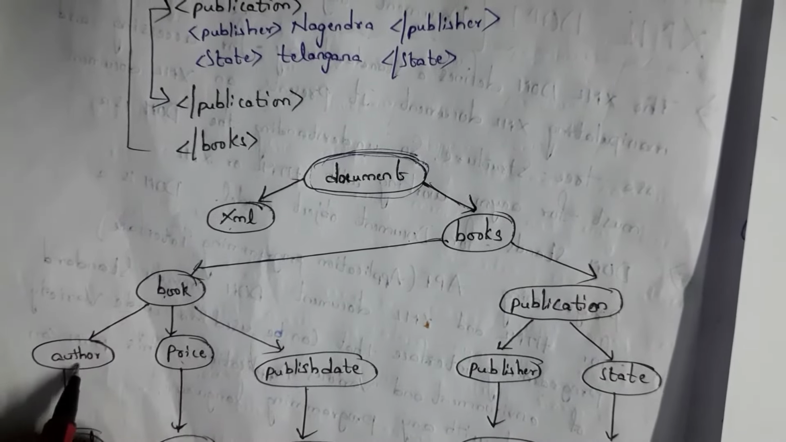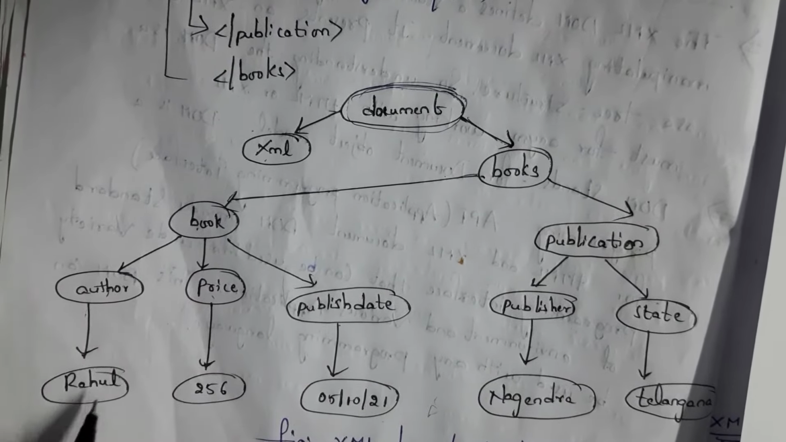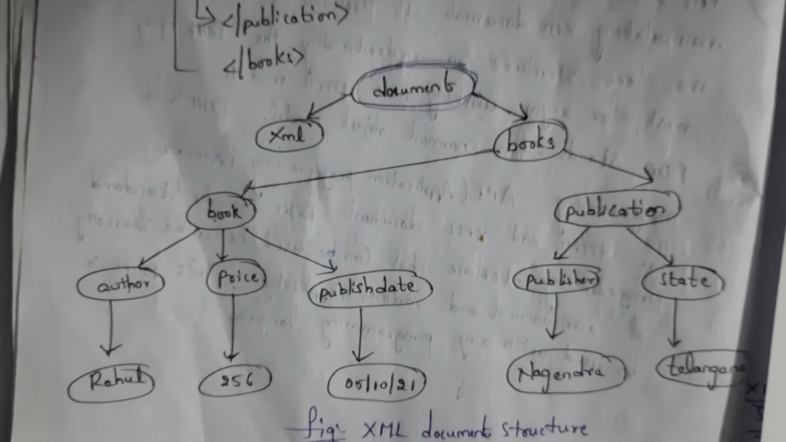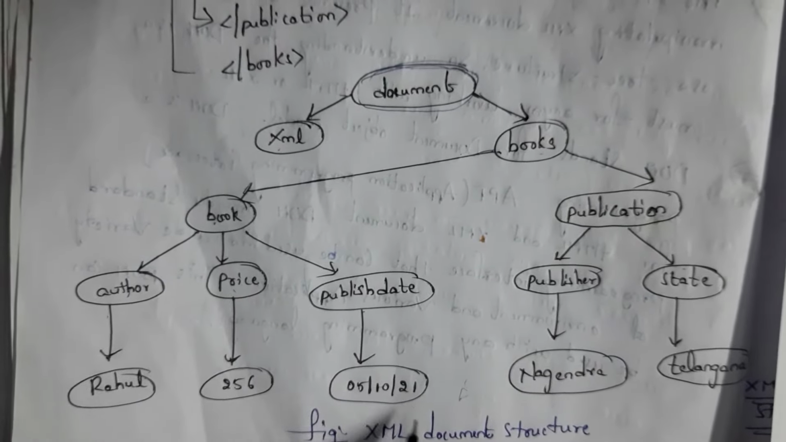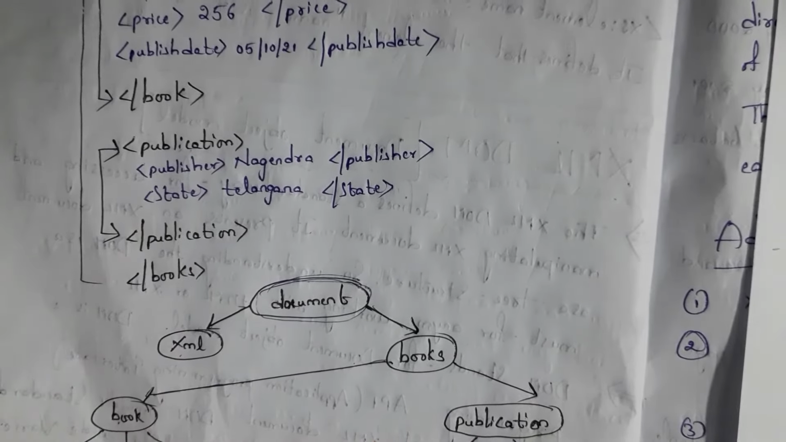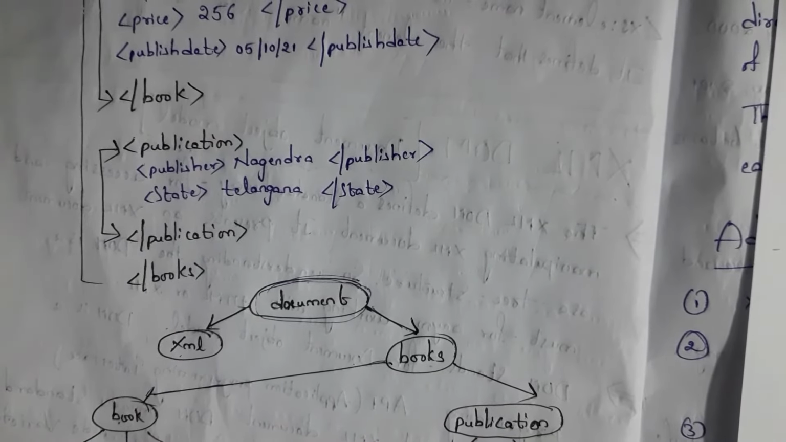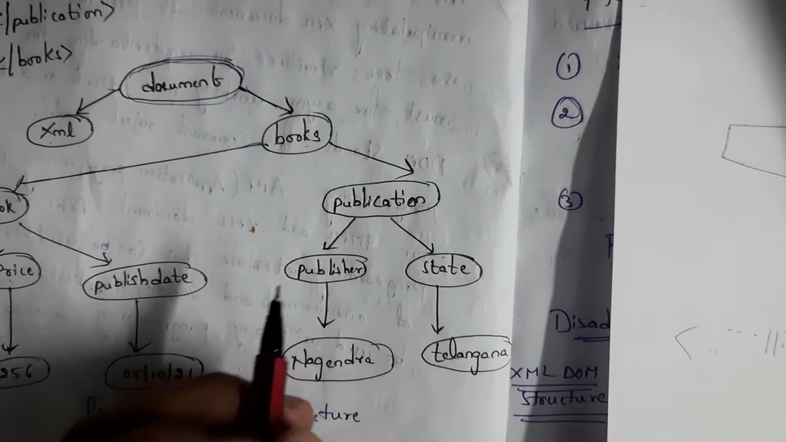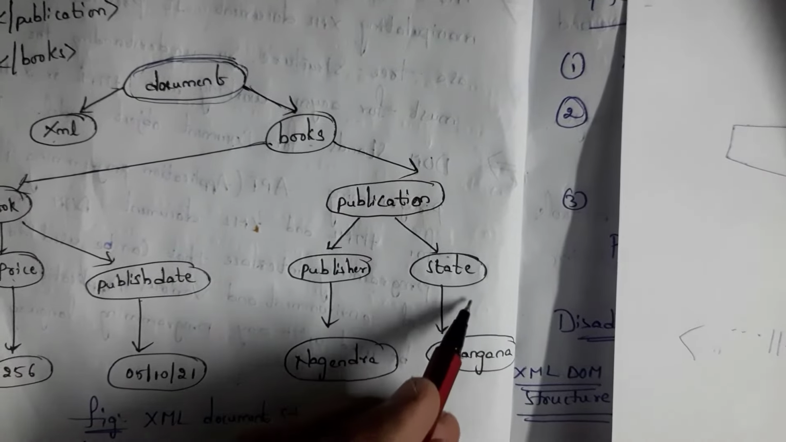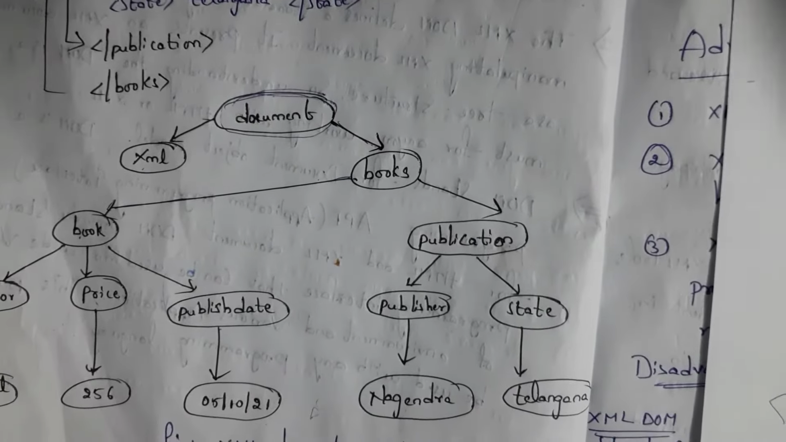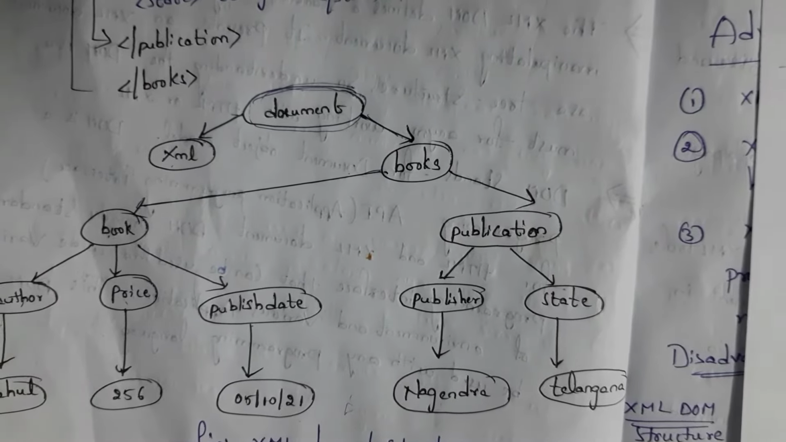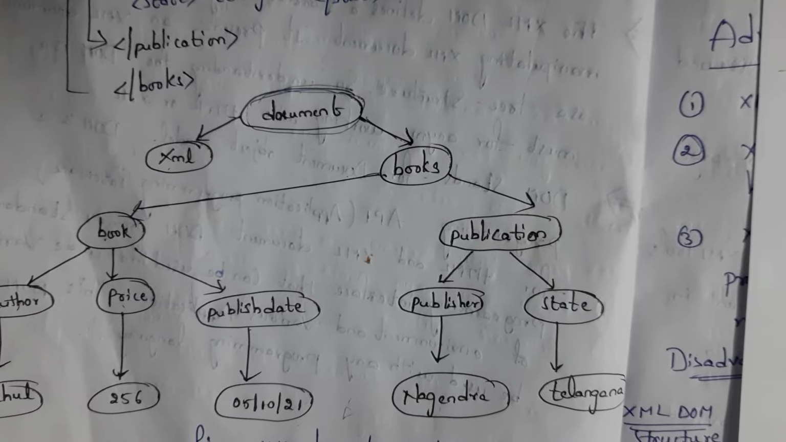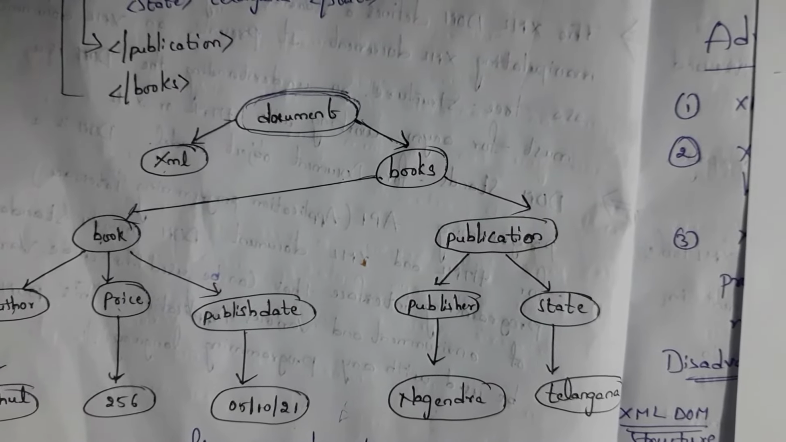Inside the book tag I wrote author, and author name as Rahul, and price as 256, and published date as 5/10/21. Similarly, inside publication I wrote publisher name as Nagendra and the state as Telangana, so it looks like this. Publisher name as Nagendra and state as Telangana. This is the entire tree structure of this XML document. The main use of this XML DOM, that is Document Object Model, is to represent our XML document in the form of a tree structure.